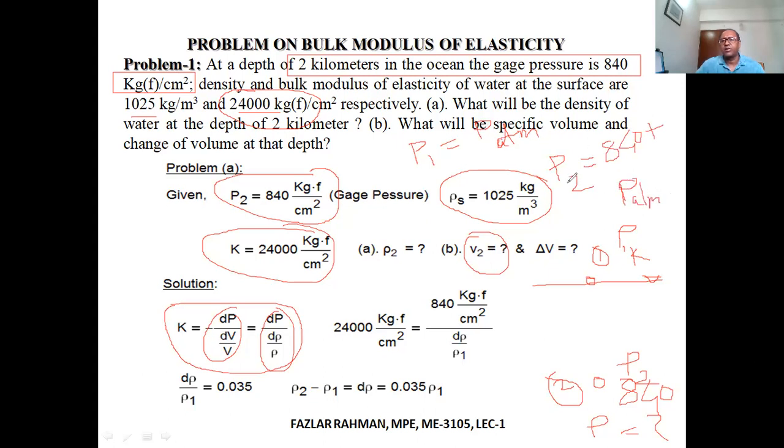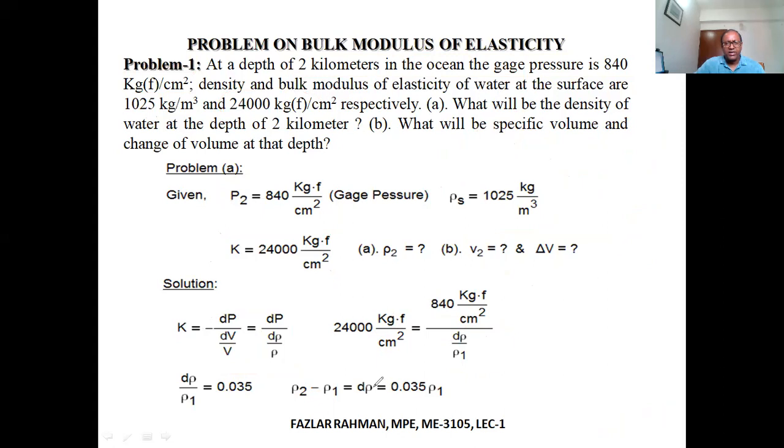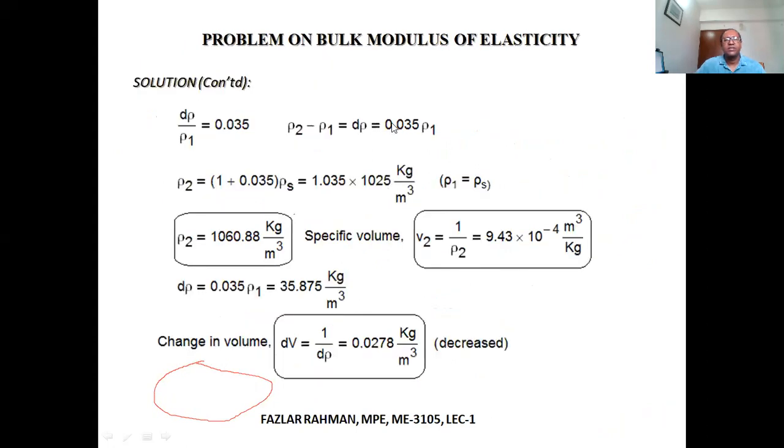So if you subtract, P2 minus P1, what will you get? Your atmospheric pressure will be out. You will get only 840. So that's why they put delta P as 840, and this term they keep the same. This unit will be out. So from here, you can figure out this value, d rho by rho 1, as 0.035. Then d rho is rho 2 minus rho 1.